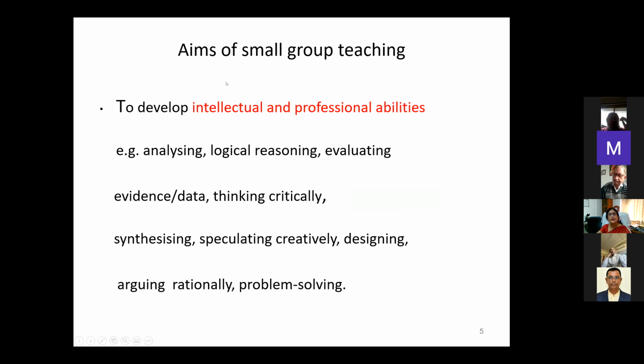So what are the aims? The aim of small group teaching is to develop intellectual and professional abilities among the students, which is not possible in large group teaching. Like analyzing skill, giving logical reasoning, evaluating the data, thinking critically. All these aspects we need to develop in our students.